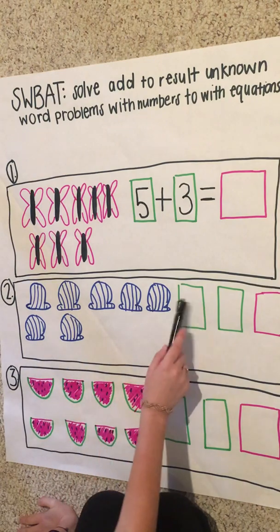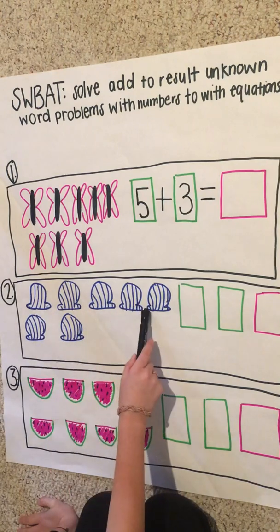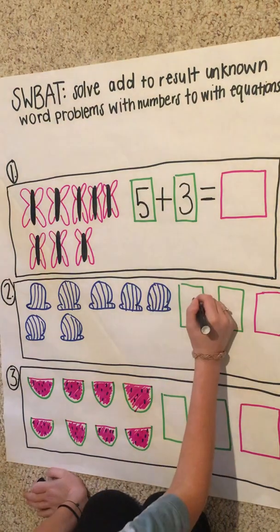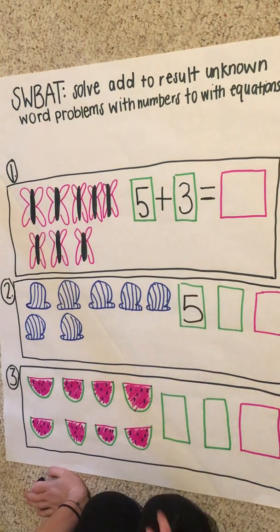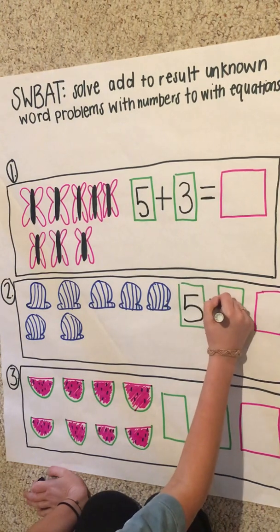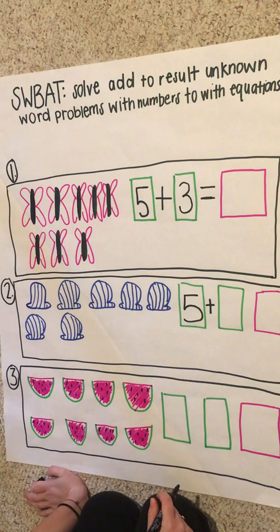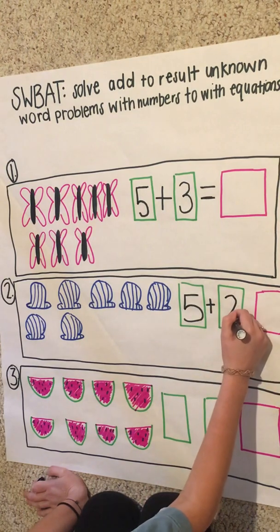Now let's fill in our equation to match our picture. How many shells did I collect on my top row? 5. And what's our symbol to show that we're adding together? A plus sign. And then how many did my sister collect? 2. So we write 2 after the plus sign.